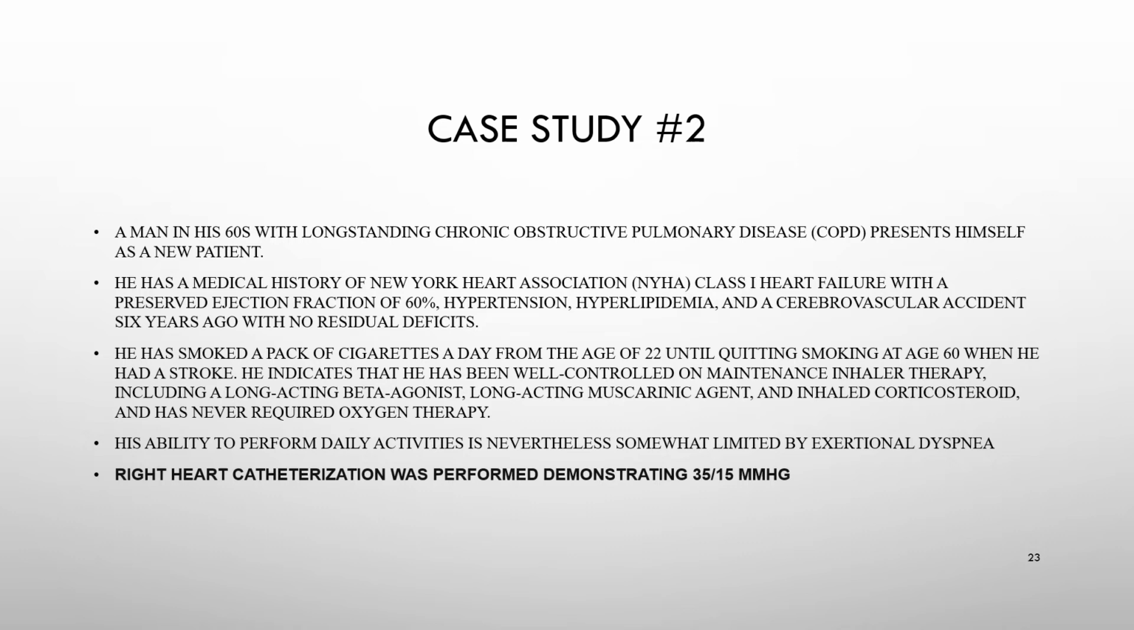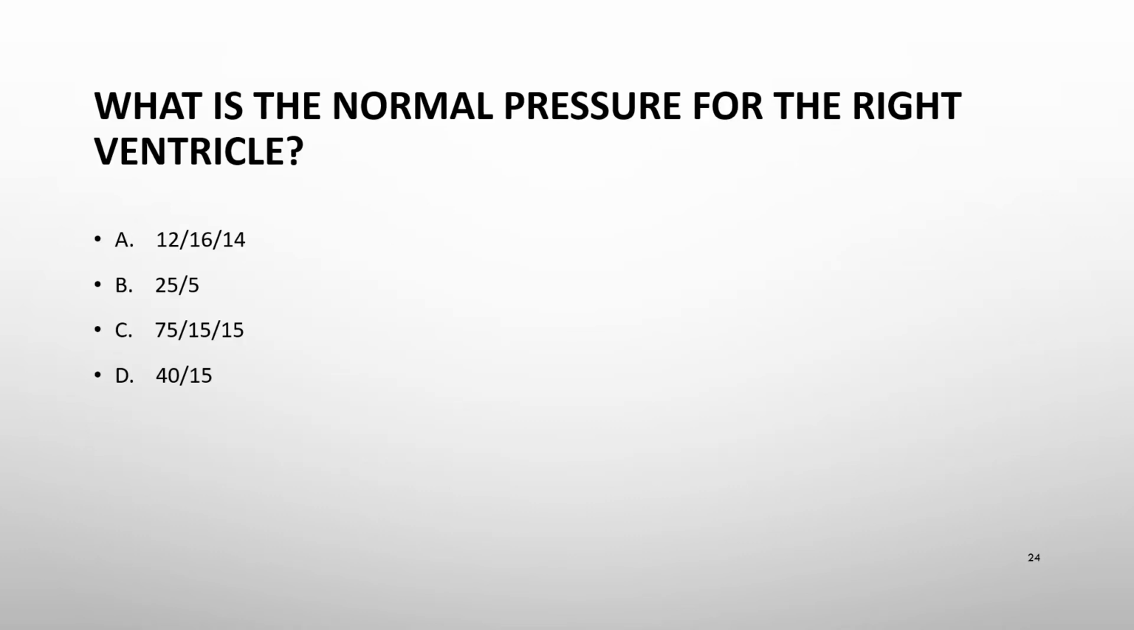So he came into the hospital. They did a right heart catheterization, and he demonstrated a pressure of 35 over 15 millimeters of mercury. So my question to you, they did a right heart catheterization, and his pressures were 35 over 15. Is that normal? Is that high? Is that low? What do you think? You tell me.